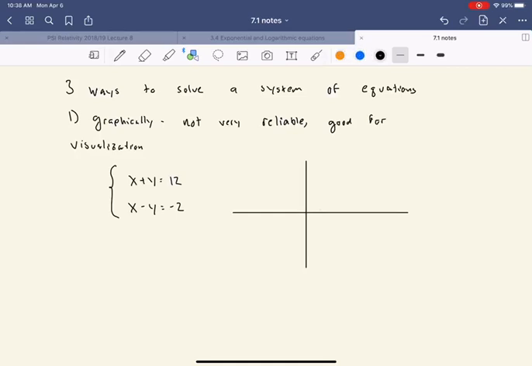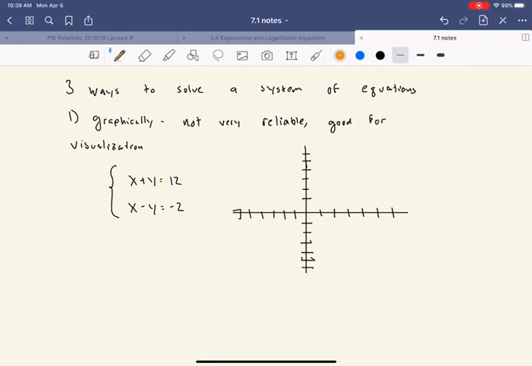So let's take 2, 4, 6, 8, 10, 12 on each axis, and those on the negative side are all negative: 2, 4, 6, 8, 10, 12 negative. All right.